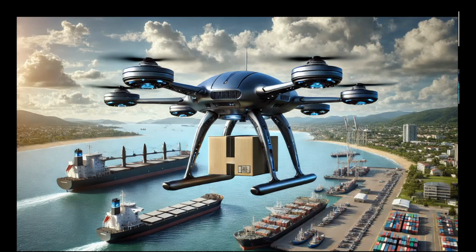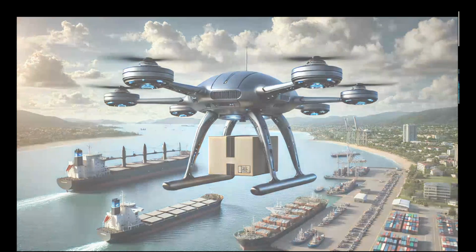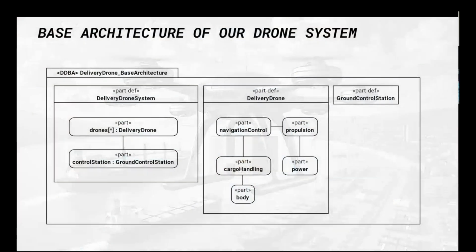And well, we are already a company that develops drones, so we have a kind of a reference architecture like this one. It's already SysML v2 graphical notation. It's oversimplified. On the left side, you see our delivery drone system. So we have a set of drones and a single control station, and they are connected. And in the middle, you see the structure of our drones. And they have a navigation control, a propulsion, a power, cargo handling, and a body. That's it, nothing more. We have a starting point.